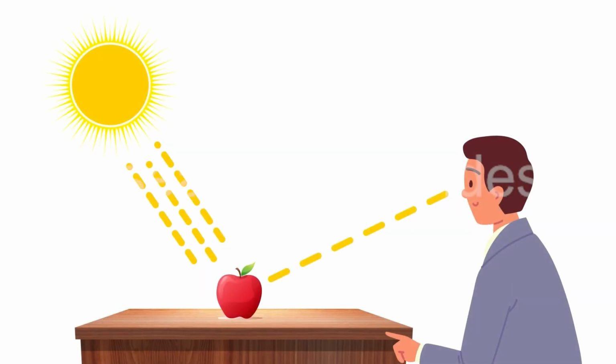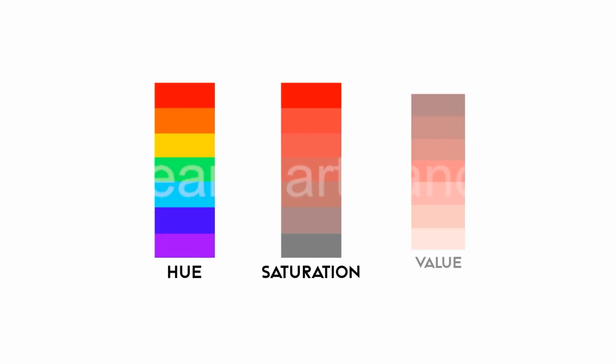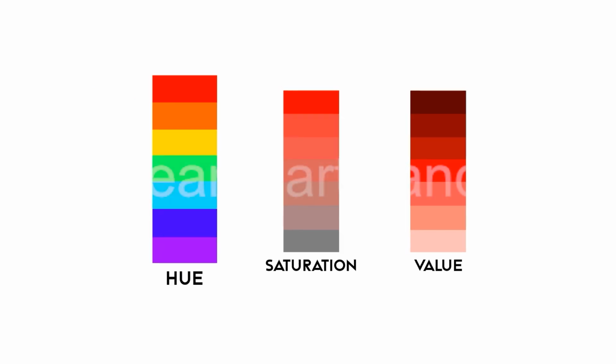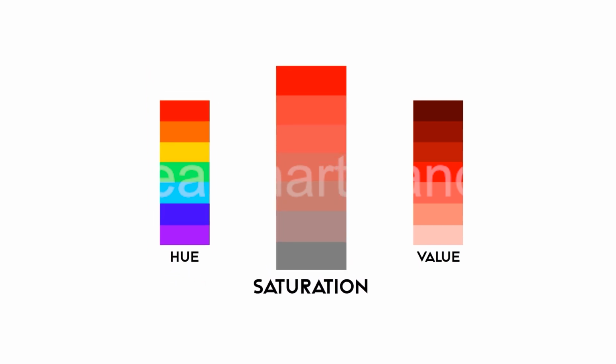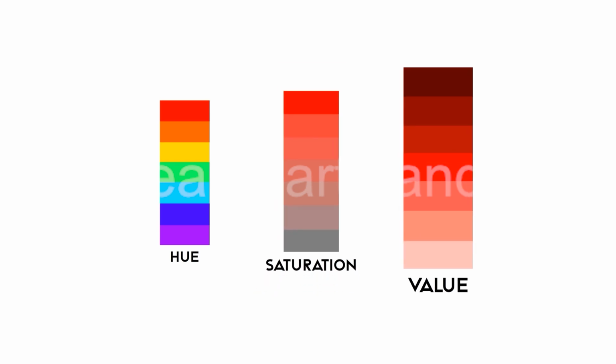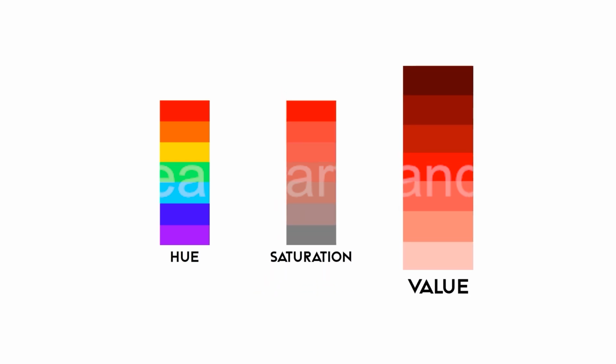On a more technical level, it is separated into its properties. These are hue, saturation, and value. Hue is just another fancy name for the color itself. Example, the color red. Saturation refers to the intensity of the color, ranging from a muted or desaturated color to a fully saturated or vibrant color. Value refers to the brightness or darkness of the color, ranging from white to black.